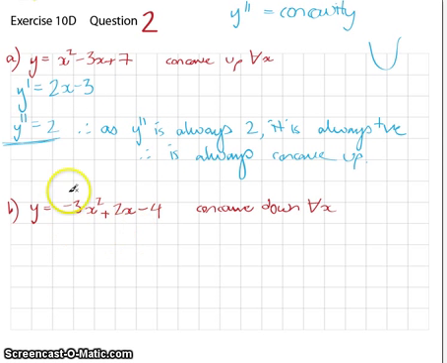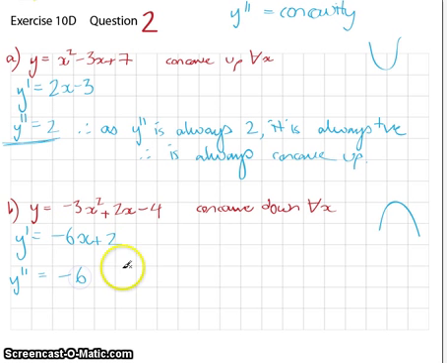So in this next one, let's just jump in and have a look at the question. It's minus 3x squared, so we should know instantly that it's a negative quadratic, upside down. That's concave down everywhere, so let's just show it mathematically now. The first derivative is minus 6x plus 2. Second derivative, minus 6.